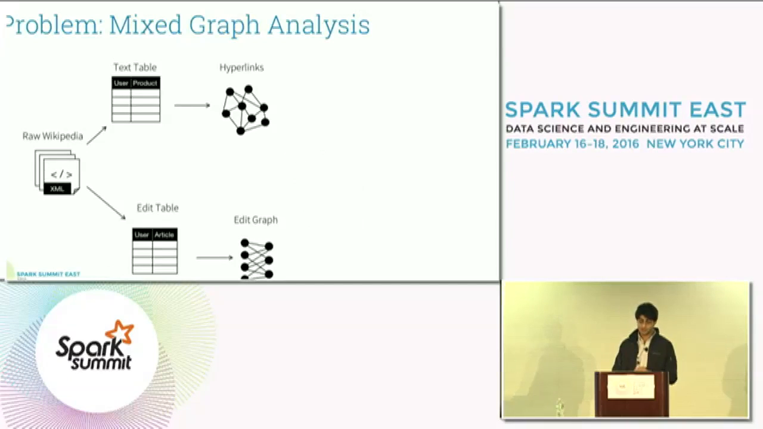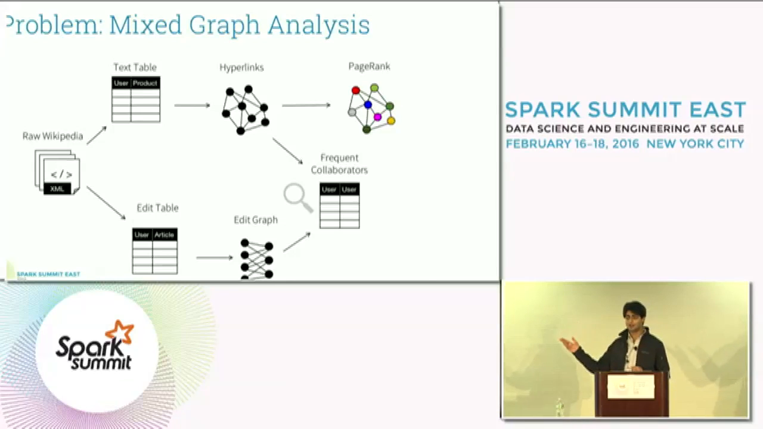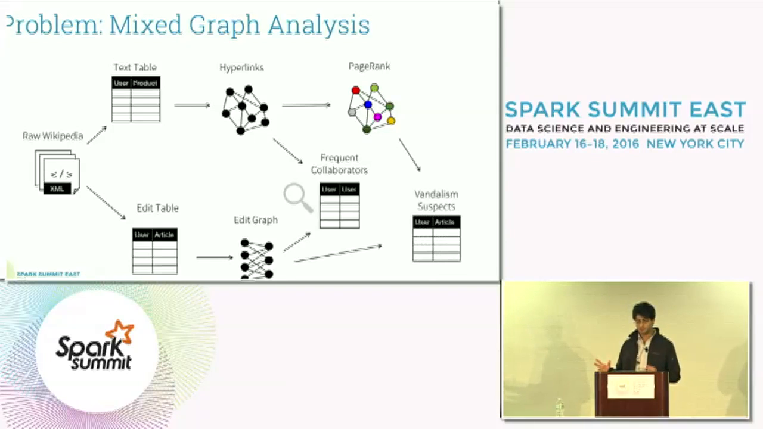Okay, but so far, this has all been just relational and graph operations. But now what we can do is run this graph query, where maybe we're finding users that collaborate often. And also here's this other example where we could run a graph algorithm, maybe run PageRank and get the importance of each Wikipedia page, and then use that to do this cool thing like maybe finding users who are making low quality or vandalism edits.